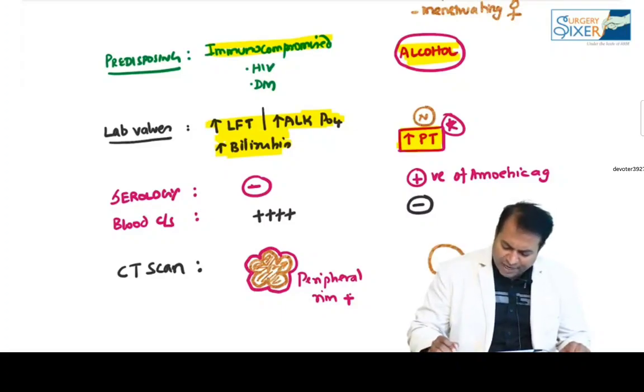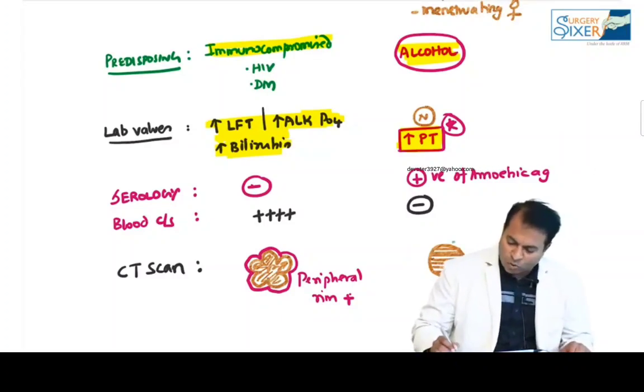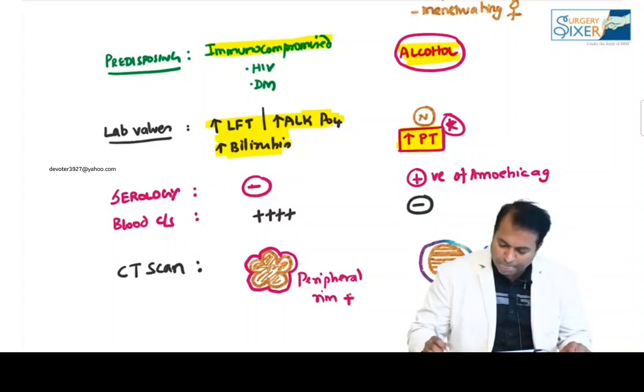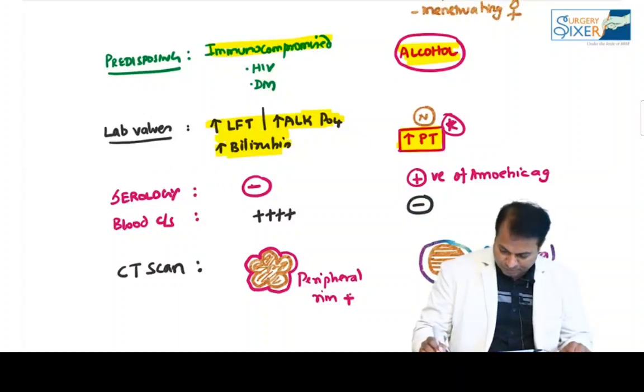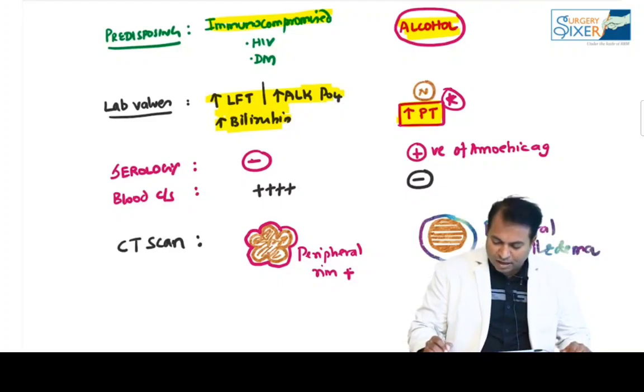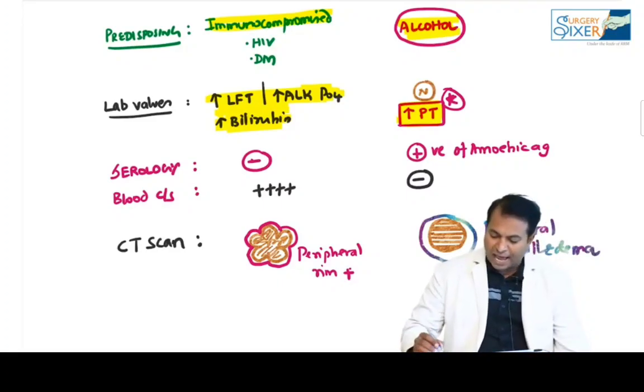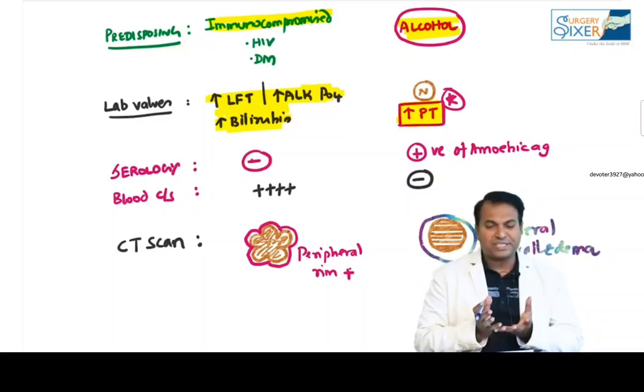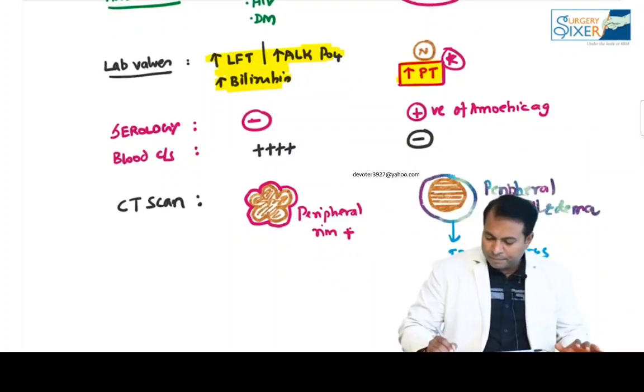The amoebic abscess will have a well-defined abscess with no peripheral enhancement, but there will be peripheral wall edema. Please remember the trophozoites are not present inside the abscess. They are present in the wall. So the abscess will be a very well-defined hypodense lesion with peripheral wall edema.